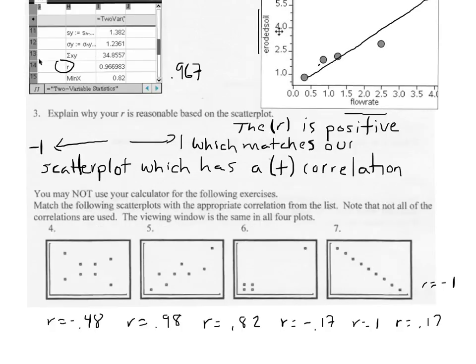Okay, next it says, you may not use your calculator for the following exercise. Match the following scatter plots with the appropriate correlation from the list. Note that not all of the correlations are used. The viewing window is the same in all 4 plots. So let's take a look at number 4.